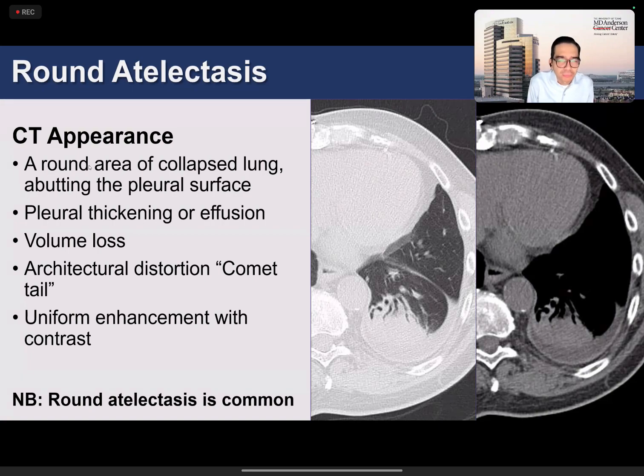So the four things you need are volume loss. The area of volume loss must touch the pleura. The pleura must be abnormal. And then you have architectural distortion, those four things, okay? And if you have contrast, this enhances like atelectasis, meaning it's going to enhance uniformly. And this is something common that you see, okay?